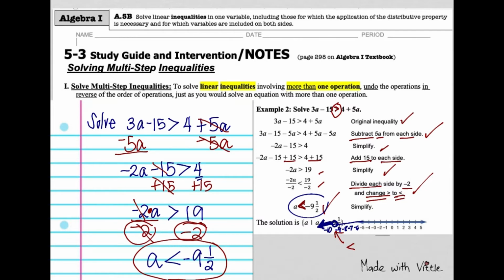And less than will represent this open circle, and everything to the left is shaded because it's less. Everything to the left of negative 9 and 1/2 on the number line is less than negative 9 and 1/2, not including the negative 9 and 1/2, because it says less than that. Therefore, we don't include it by having a circle that's open.